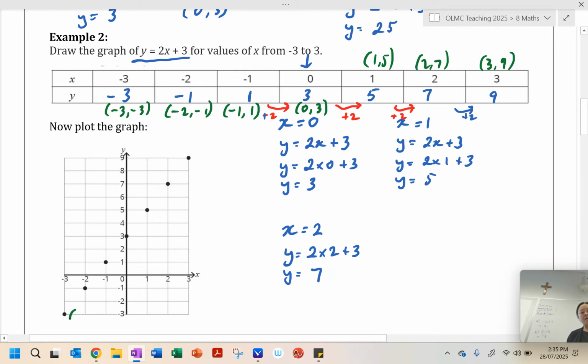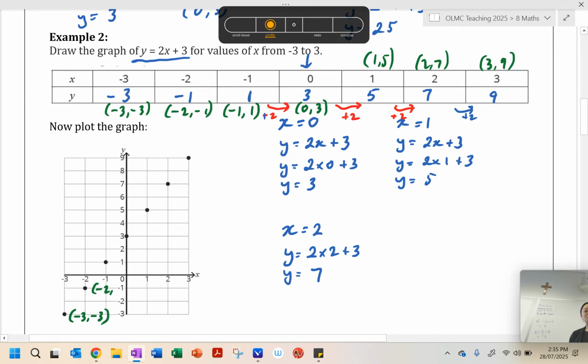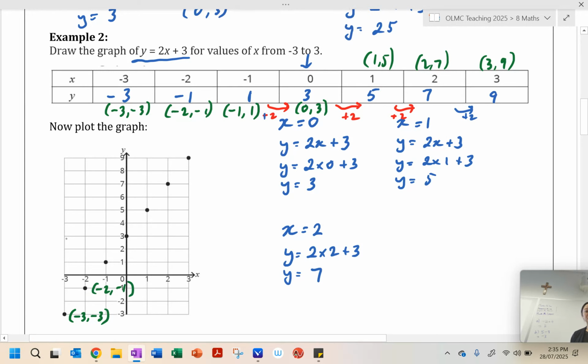So this one here. Now plot means you have to put each point down, label it, and then join them together with a ruler. So I've just taken the liberty, to speed things up a bit, of plotting this one for you. So you need to label your points. I'm just going to squeeze them in here.